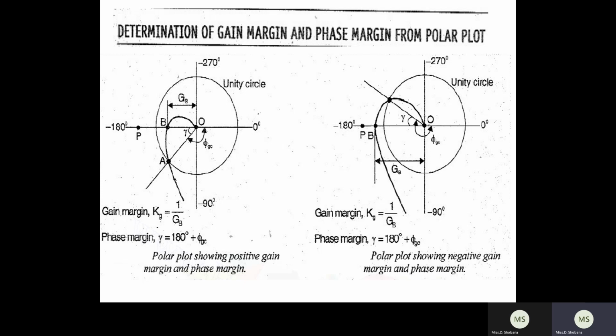If you want to determine the phase margin, here you always have to draw the unity circle. The unity circle will intersect your G of j omega locus at some point. At that particular point, you have to determine the phase angle value, that will be your phi G. Directly substitute that, and you will get the phase margin. So that is how to determine the gain margin and phase margin, which has been explained here.